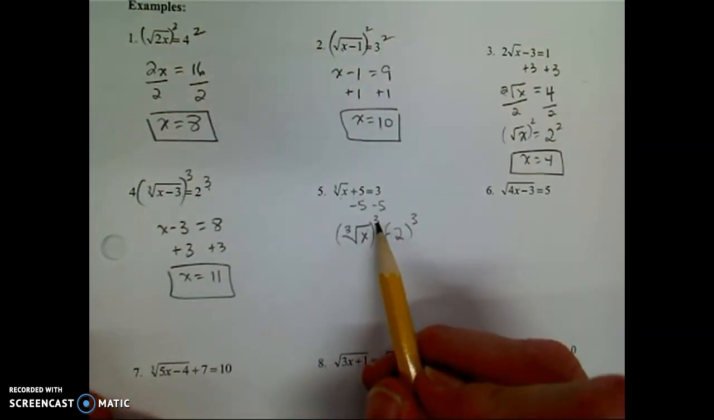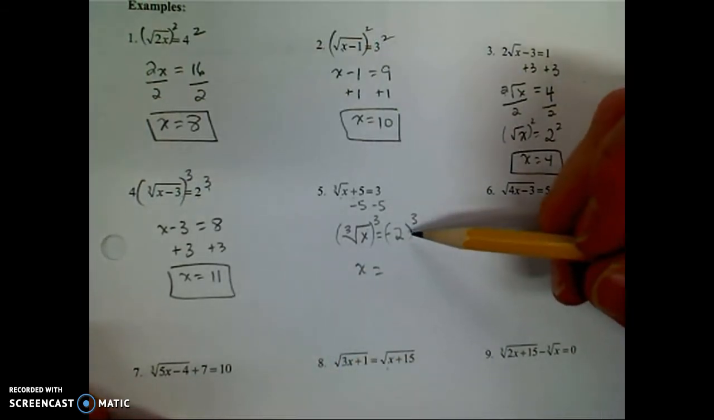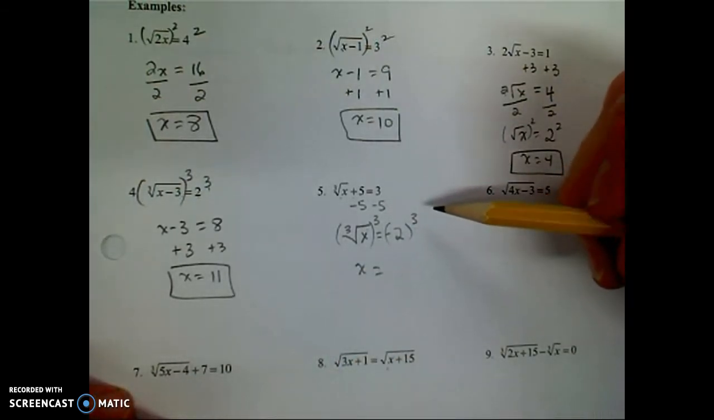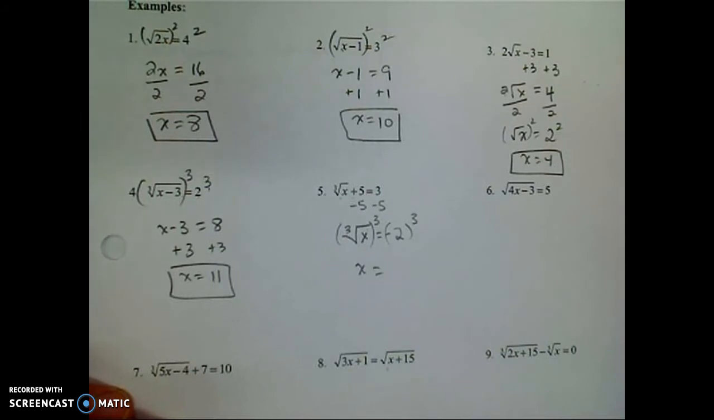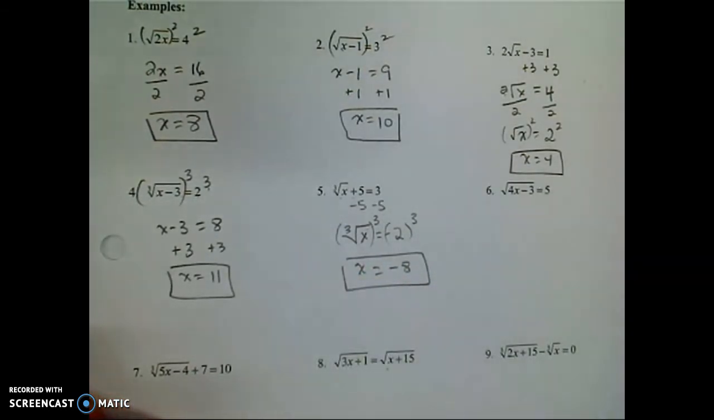So when I cube a cube root, I'm left with just the radicand. Now, negative 2 to the third power. Negative 2 times negative 2, that's positive 4, times negative 2 again, that's going to be negative 8. So x is equal to negative 8.